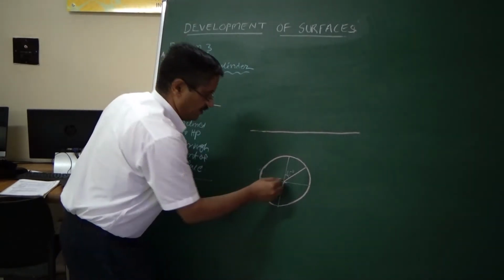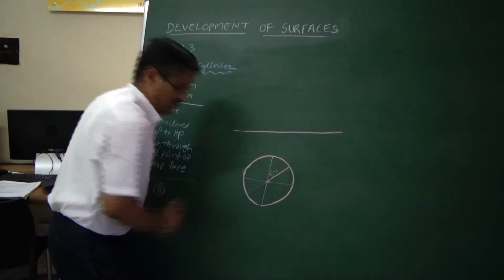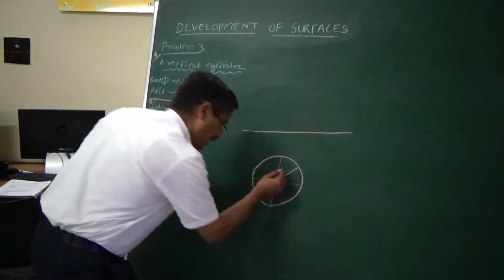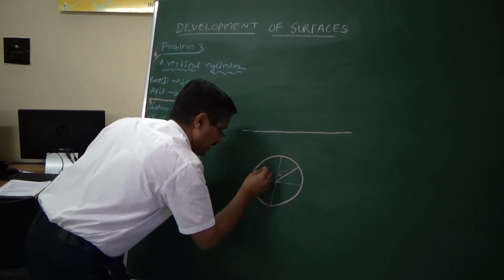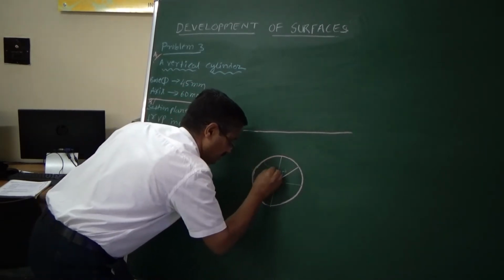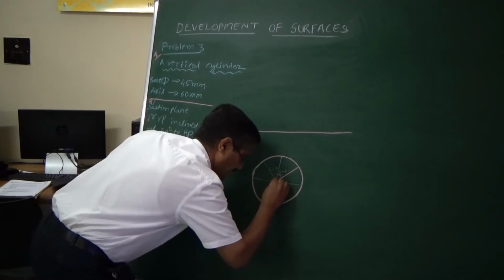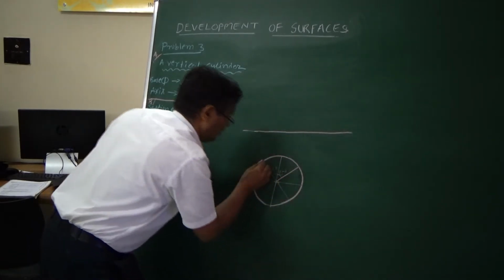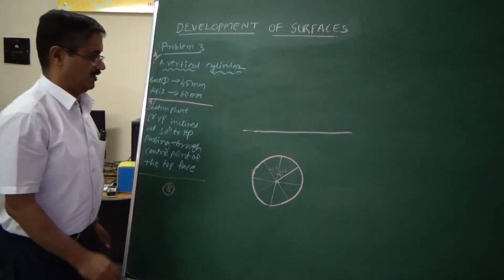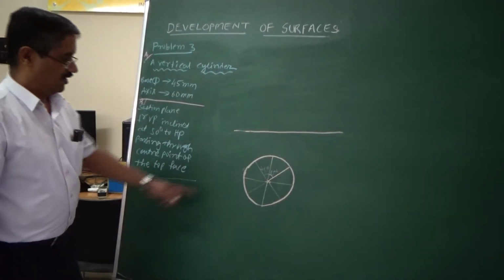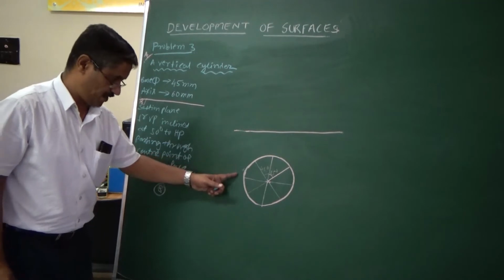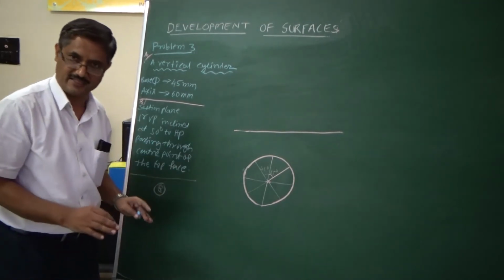At 45, you can extend the same line here. Again, on this side, if you mark the 45 degree line, this will be the 45 degree line. So extend this line, and you will be getting lines like this. Now it is a cylinder, which means the top and the bottom are similar in this case also.